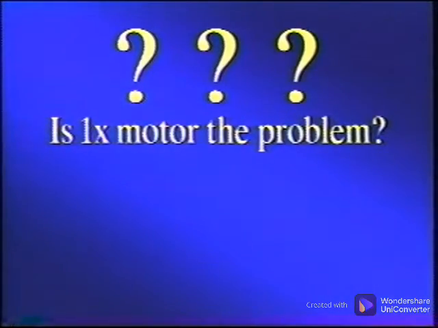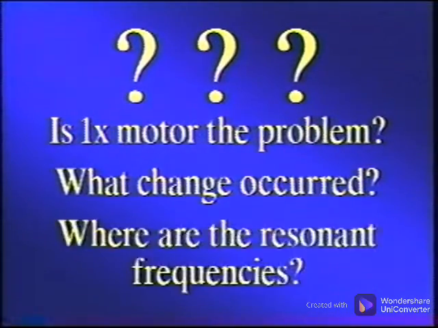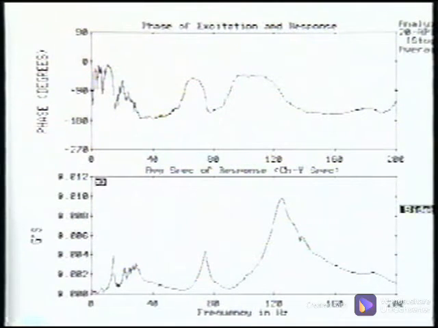Is the 1 times turning speed of the motor the cause of the problem? If so, what change occurred in the machine to cause this? Where are the resonant frequencies? Since the data indicated that 1 times turning speed was the possible cause of the problem, the decision was made to gather impact data to determine the resonant frequency.